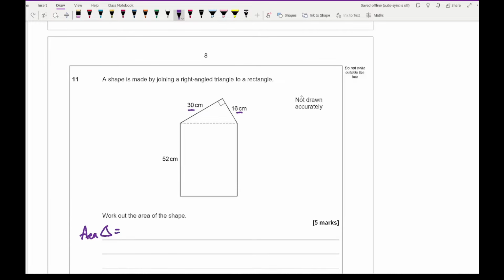So again, if I just draw that out like so, we've got a base of 30 and a height of 16. So that's going to be 16 times 30 divided by 2. And I type that into my calculator, divided by 2, and that comes up to 240. Then to work out the area of the rectangle, I need to know what this length here is.